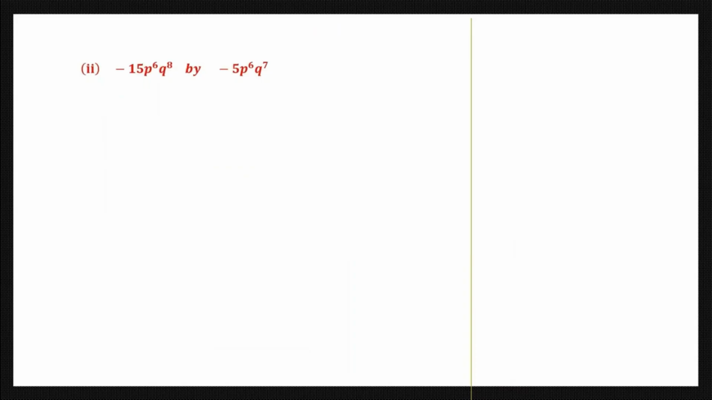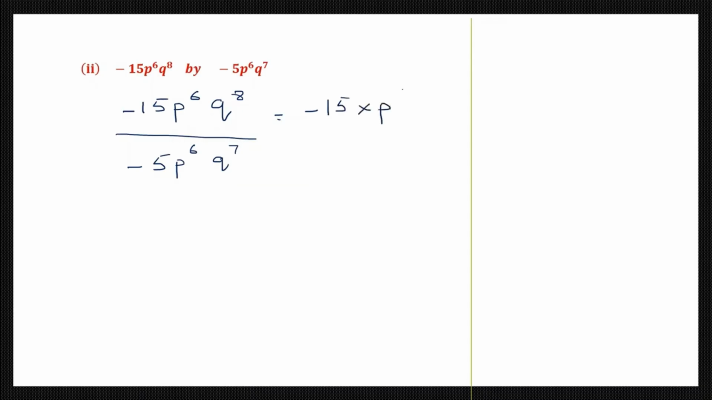Question 2. Here I have minus 15 p to the power of 6 q to the power of 8 divided by, here I can write it as a fraction straight away, by 5 p to the power of 6 and q to the power of 7. So this is minus 15 into p to the power of 6. Now I'm going to use the exponent law, minus 6 into, I have q to the power of 8. Now here I have 7, so minus 7. And in the denominator I have minus 5.